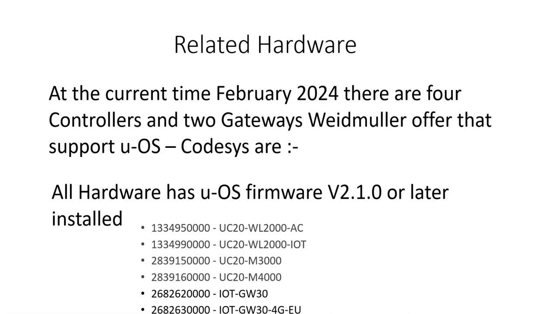You don't have to use CodeAssist if you prefer to use the controller as a web controller, which is how the first 2 controllers shown on this table here, the WL2000 AC and WL2000 IoT, are actually supplied as a web controller. To make them into a CodeAssist or uOS controller requires a firmware update.